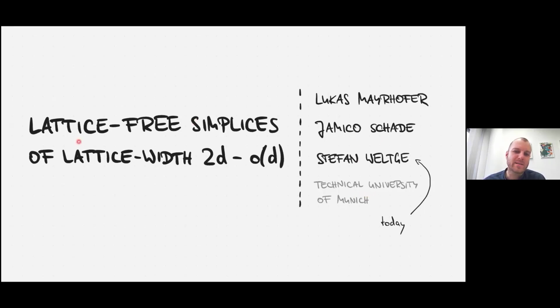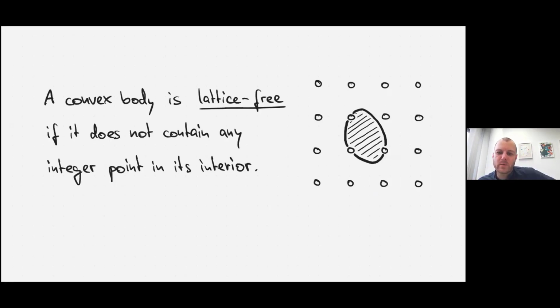So for the experts, what we do is we construct lattice-free simplices whose lattice width is 2 times the dimension minus something little o of d. In fact, you will see several objects that Daniel introduced in this talk today, but don't worry, I will repeat everything. I keep everything self-contained and try to keep things very simple. Good. So let's start with a few basic definitions.